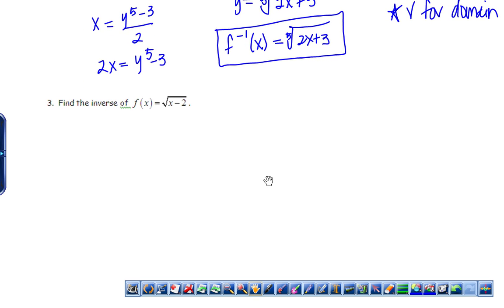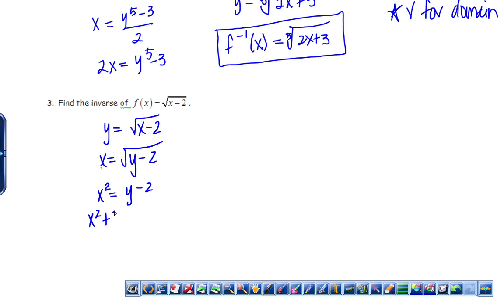On number 3, I do have some restrictions. So let's solve this. This is y equals the square root of x minus 2. Flipping your x and y, this is x equals the square root of y minus 2. I need to square both sides. So this is now x squared equals y minus 2. Add 2 to both sides. So this is x squared plus 2 is equal to y. Making this look like an actual inverse problem, f inverse of x equals x squared plus 2. And now this is written as an inverse problem.